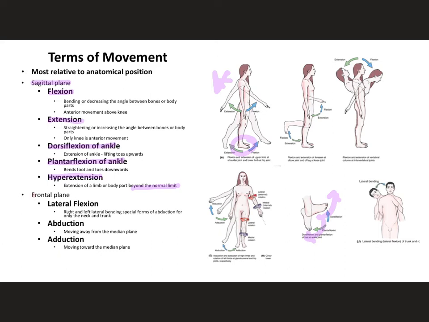Our next category is the frontal plane. In these we go side to side. We have lateral flexion, which you can do of the trunk and the neck. There is also abduction and adduction. Now, lateral flexion is sometimes called abduction and adduction of the trunk. Typically, though, we use abduction and adduction to talk about moving a limb away from the midline or towards the midline.